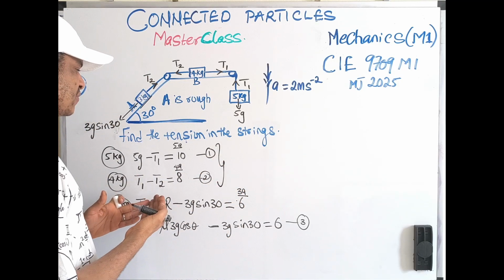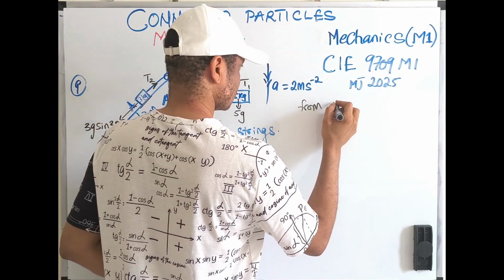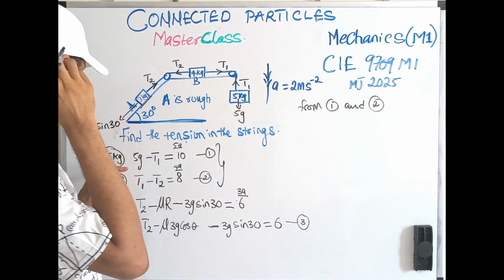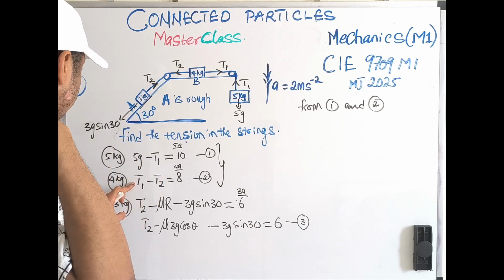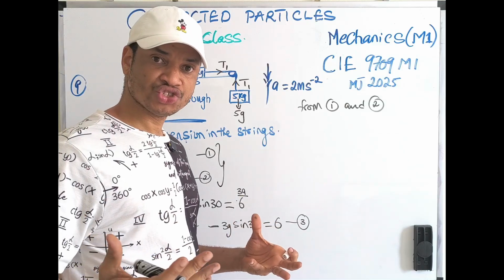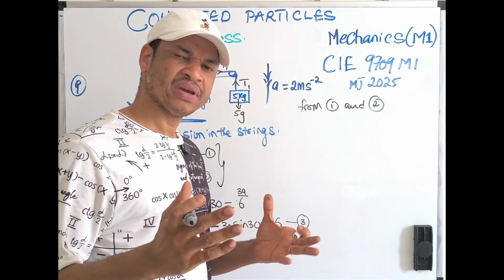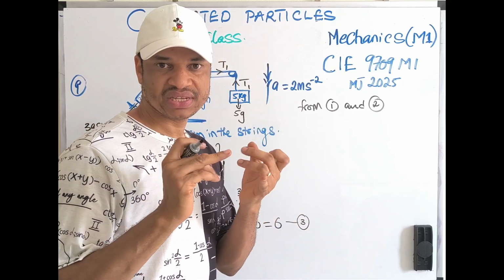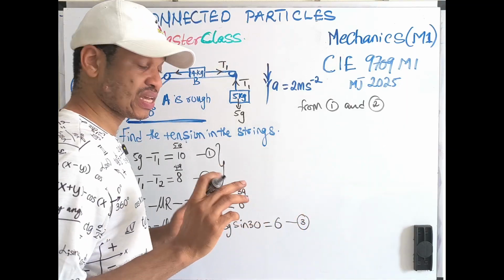From equations 1 and 2, I can just solve simultaneously. It depends on what you are taking as G. G can be 10, let me use 10 here, it doesn't matter, but the answer will be slightly off. Check what your teacher or your paper told you, whether you're using 9.8 or 10. Here I'm just going to use 10 to solve.